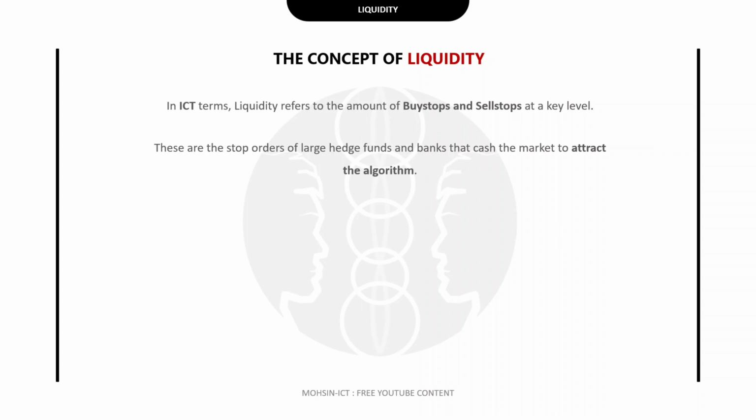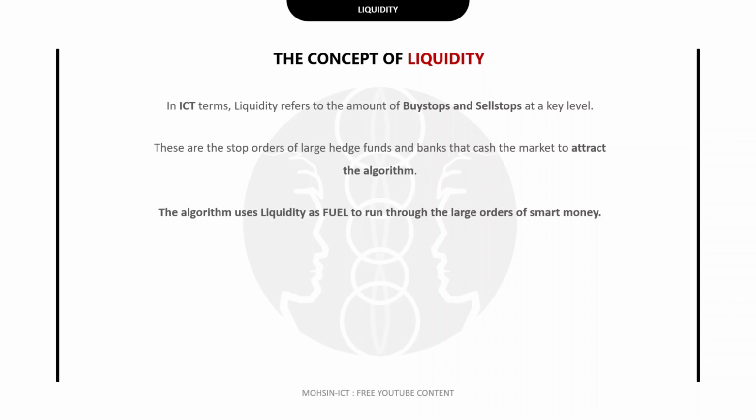Now, there's a little misunderstanding in the trading community. Liquidity does not refer to the buy stops and sell stops of retailers. It refers to the buy stops and sell stops of the large hedge funds and banks. When I say the algorithm is attracted to liquidity, I mean these orders of large hedge funds and banks. It does not mean the buy stops or sell stops of the individual trader.